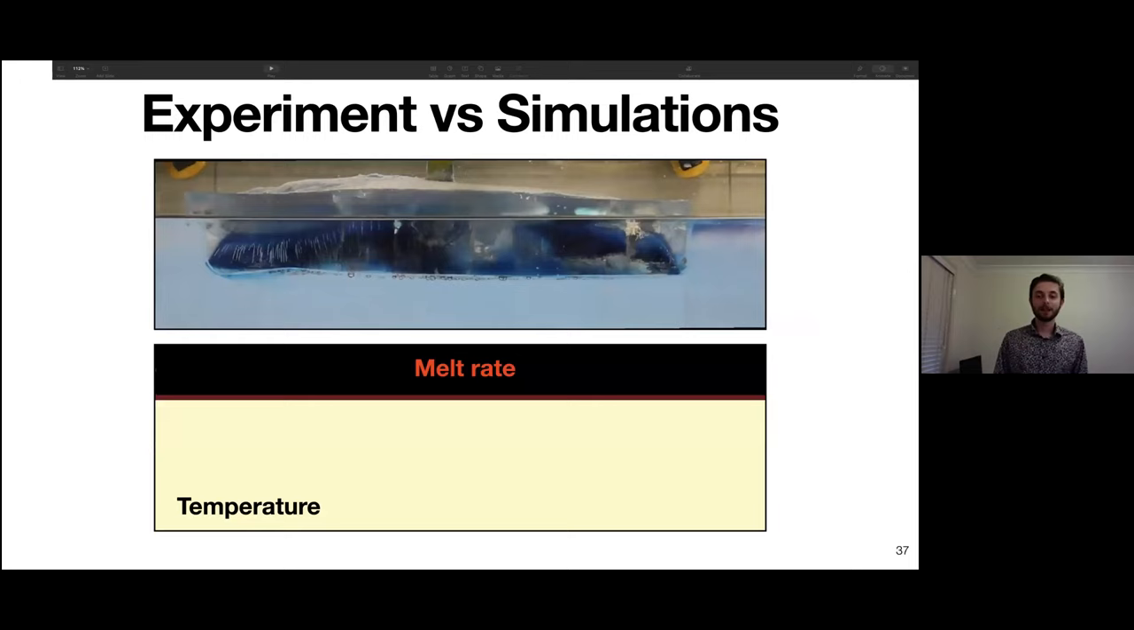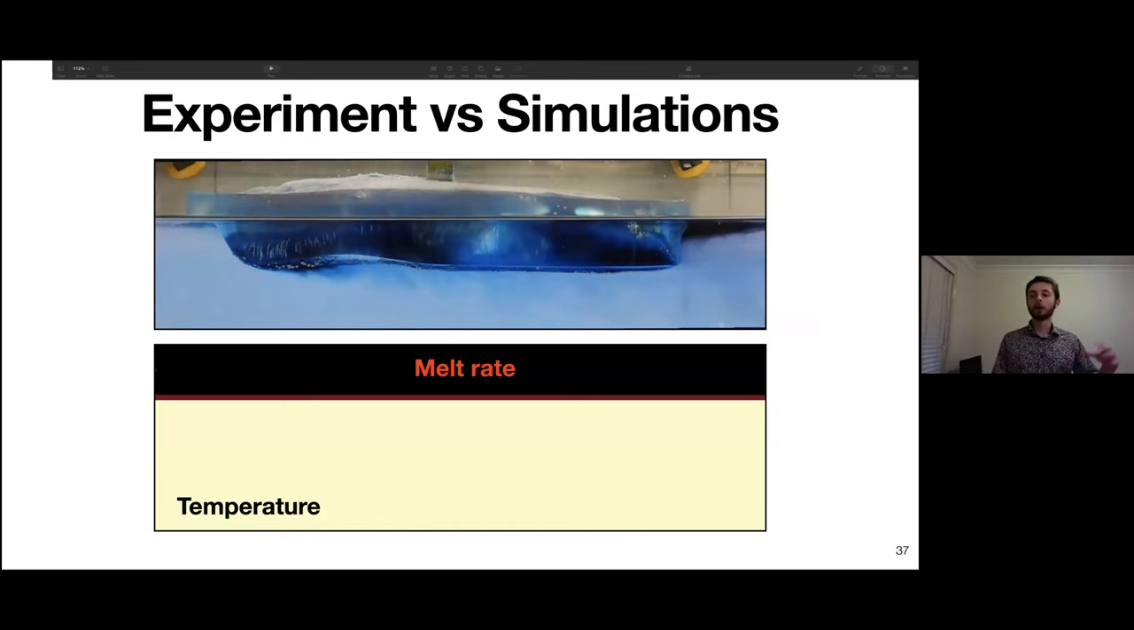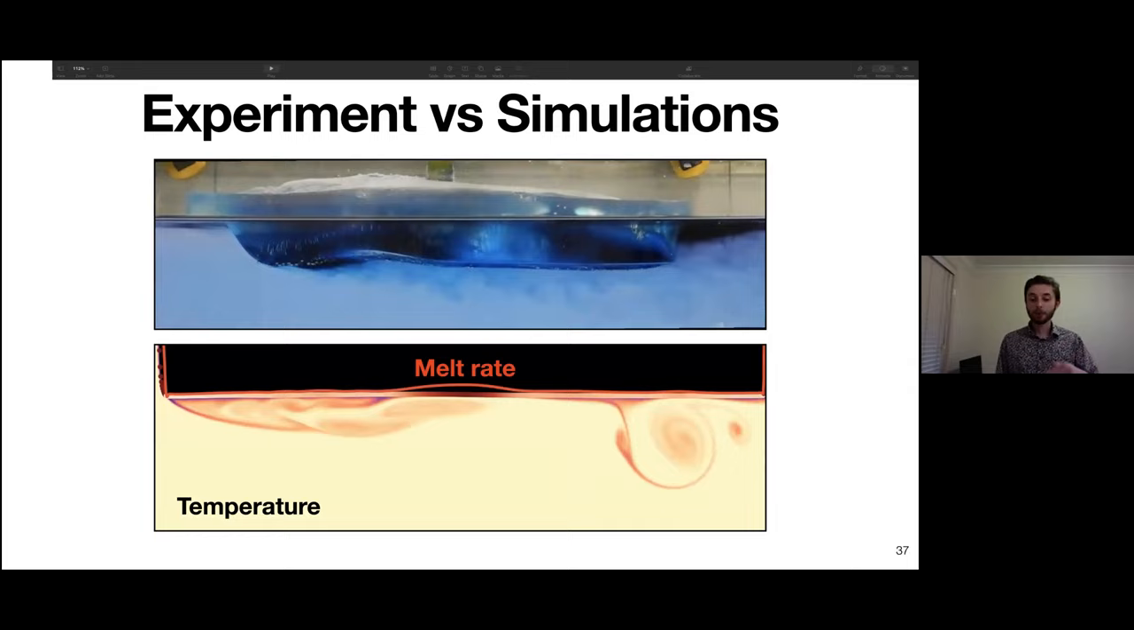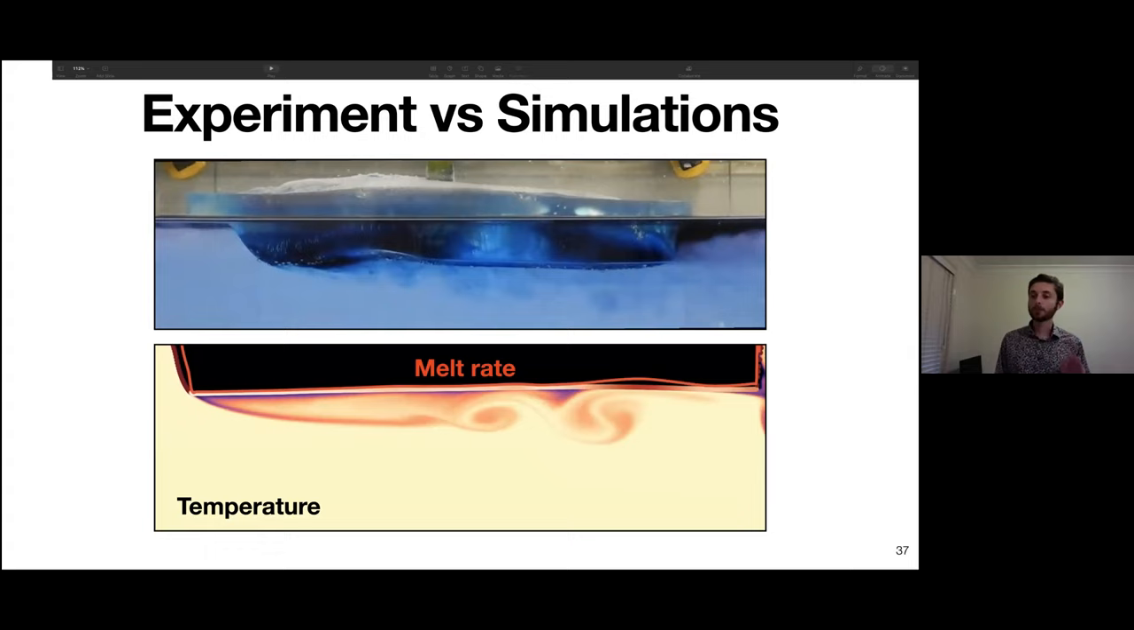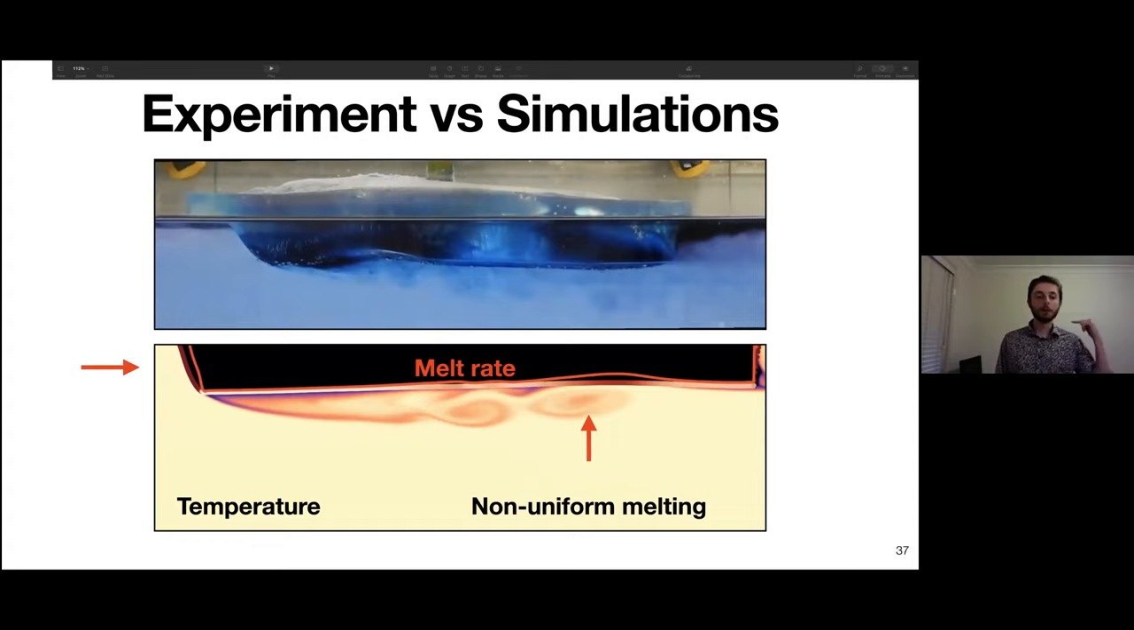In the experiment, we saw that the melting was really non-uniform, and so we can simulate it. So on the bottom, I have a simulation which shows the temperature field of fluid flow as it moves past the ice, which is cold and therefore black. And on top of that, I'm plotting the melt rate at each point in space and time in red. And we can see that the simulations of melting ice are reproducing the key aspects of melting icebergs, namely, the melting is faster off the front than off the bottom. The average melt rates of each face actually agree quantitatively with the experimental values, which previous models could not do.